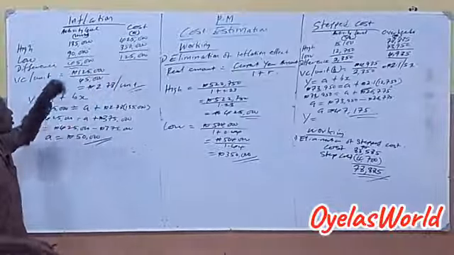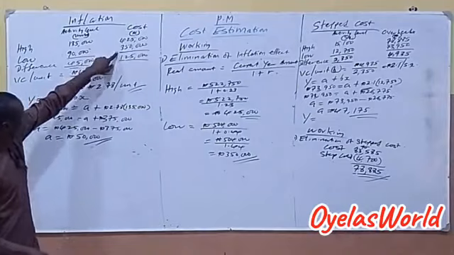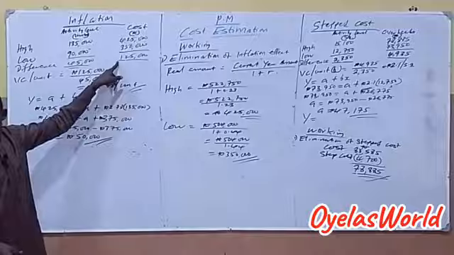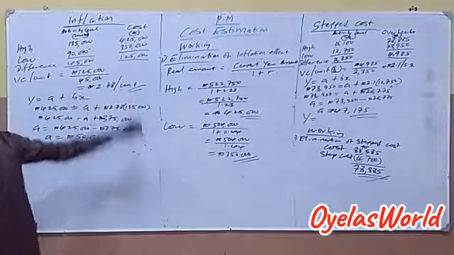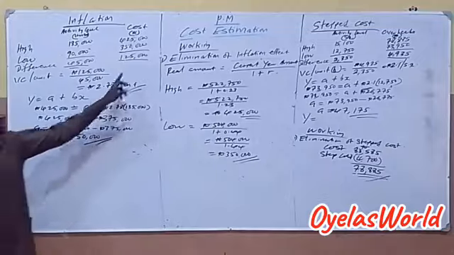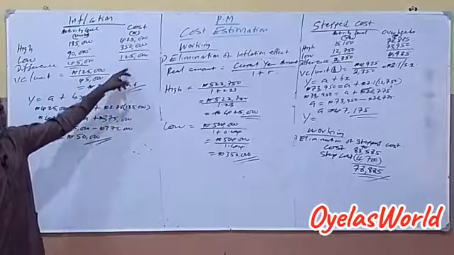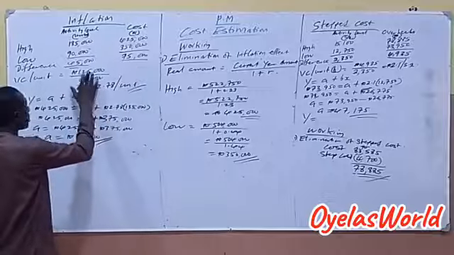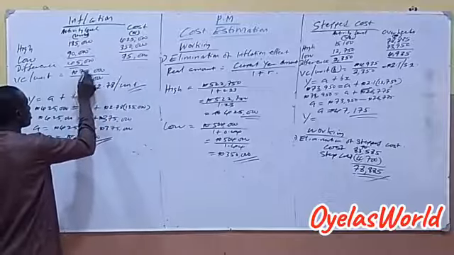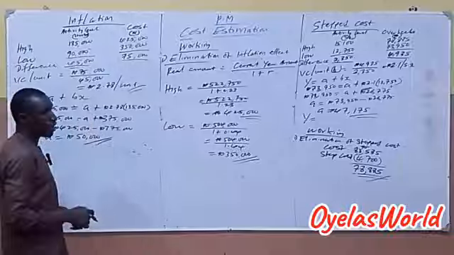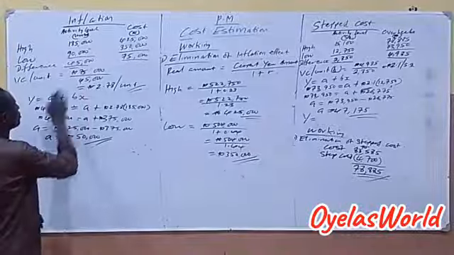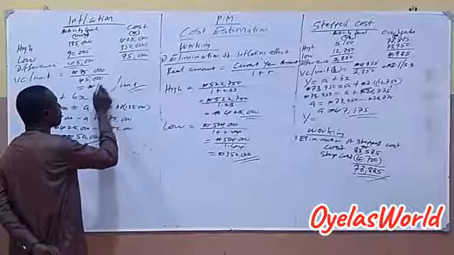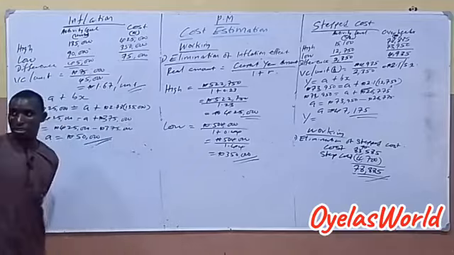Alright, let's go. 425 minus 350. What do you have? 125, right? This is where the issue is. Here is 75,000. We come here, we are having 75,000 divided by what? 45,000. What do we have? 1.67. I mean 1.6667, right?